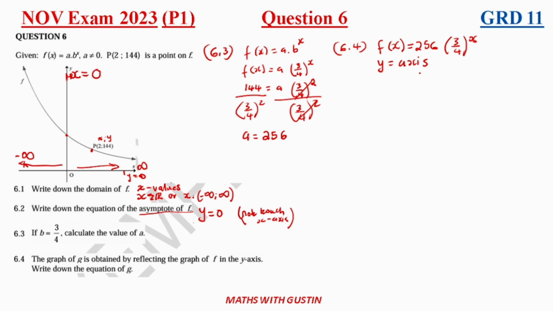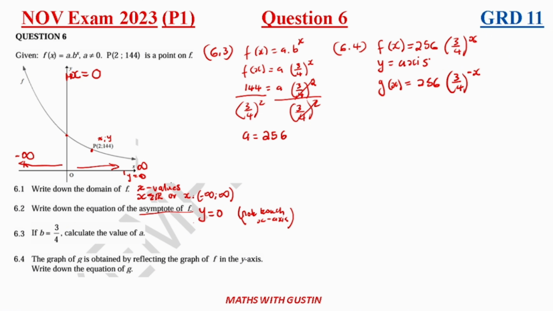Please guys, I'm going to show you two of them. I'm going to show you y and x so that you don't get confused if next time they ask you for reflection on the x-axis. So on the y-axis, it means now the equation becomes g of x equals 256 times 3/4 to the power of negative x. You just put a negative on the x.